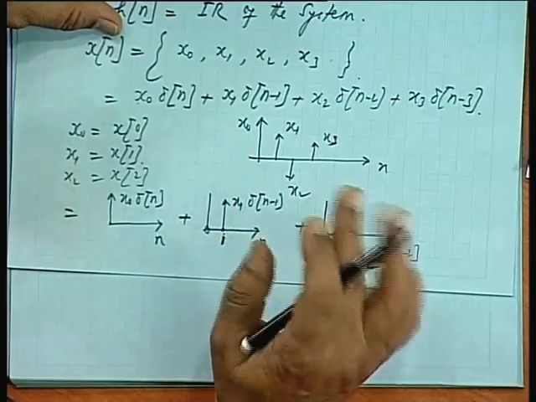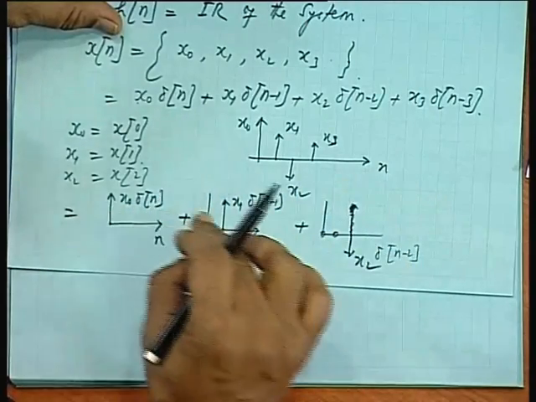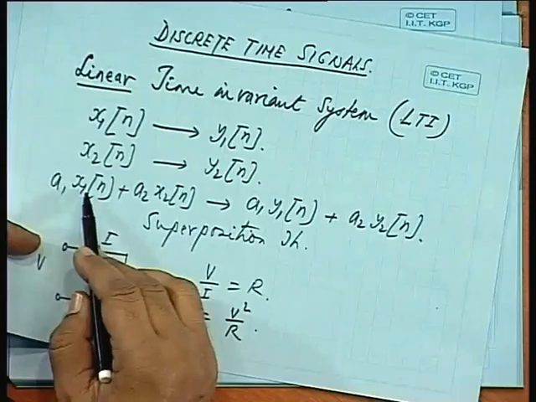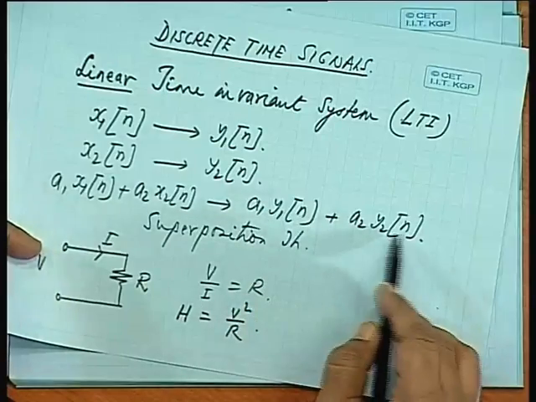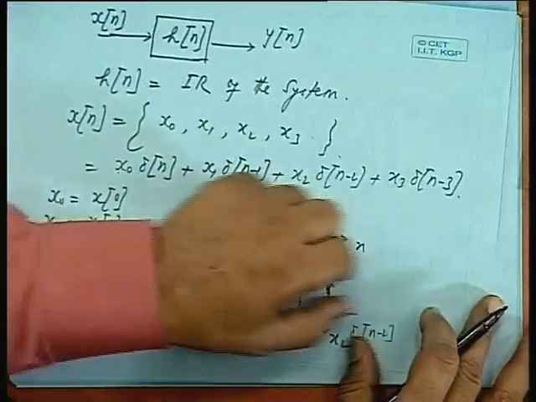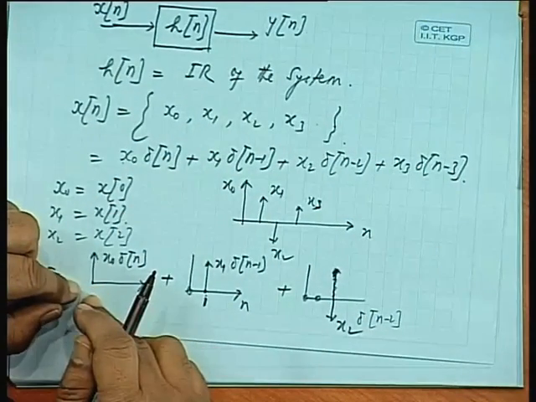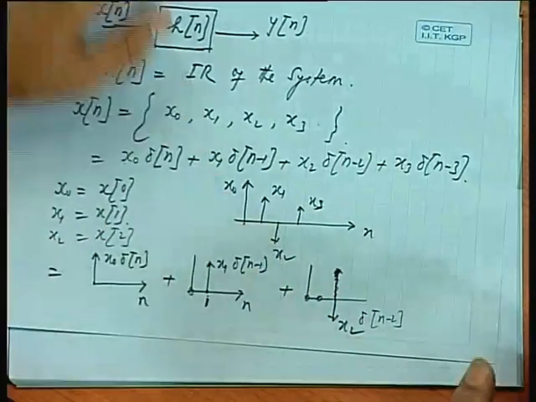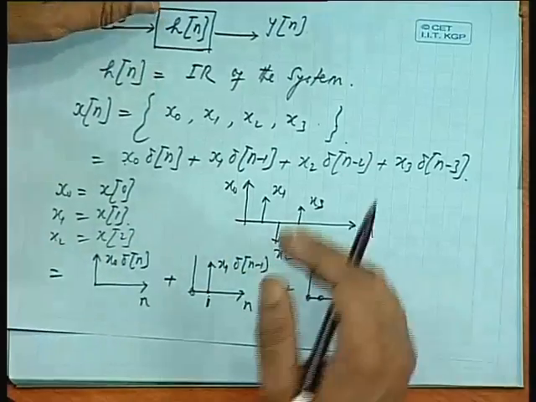Now, if we apply superposition theorem, the impact of individual components can be summed up. We had already described a linear system as a combination of a1 x1[n] plus a2 x2[n] is equal to a1 y1[n] plus a2 y2[n]. So, whatever this can be considered as x1, x2, x3 and so on. Whatever is the response due to this plus response due to this, response due to this, if all of them are added together, that will be the response. This is for a linear system.